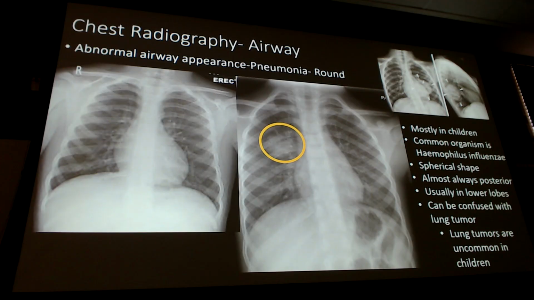Round pneumonia. Children, kids, right? Mostly in kids. H-flu is your more common organism, which means hopefully we don't see a whole lot of it because hopefully they have their immunizations. We don't have to worry about it.